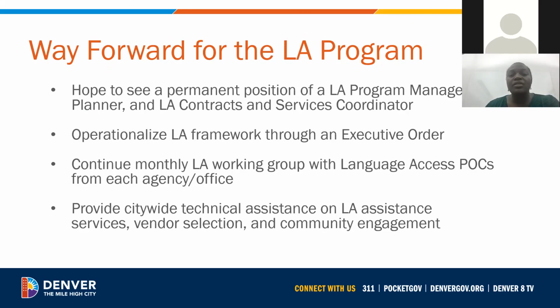And also we want to have someone to be able to organize and provide services through contracts and servicing as a coordinator. We hope to operationalize the language access framework through an executive order. We want to continue to host monthly language access working group meetings with language access points of contact from each agency or office. And most importantly, we want to also provide citywide technical assistance on language access services, vendor selection, and community engagement.